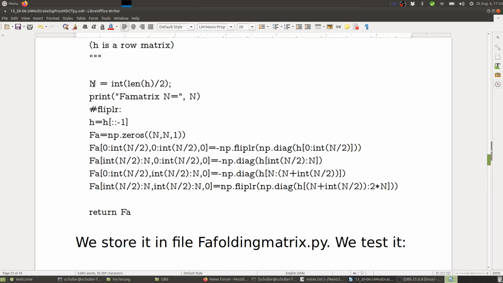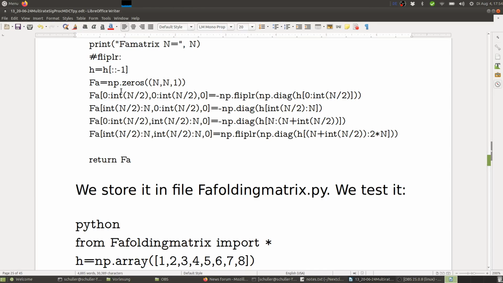N here is deduced from the length of H and half of it. Then we take H and flip it, flip LR. So here it goes backwards, this -1. So this is just another way of writing flip LR. Then we initialize the FA matrix with zeros. And here we do the assignment. So again, we always keep this third index, the exponent of z, at 0. So we just use the index 0 here.